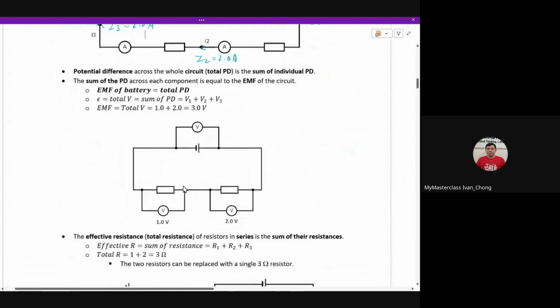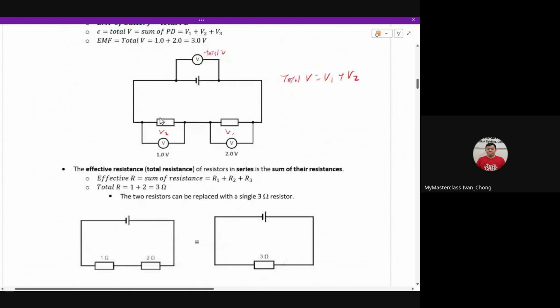Now, for your potential difference, your voltage, right? Just remember your EMF is the sum of your V1 and V2. Okay? So total V is V1 plus V2.